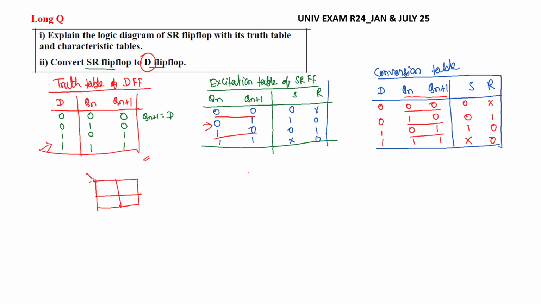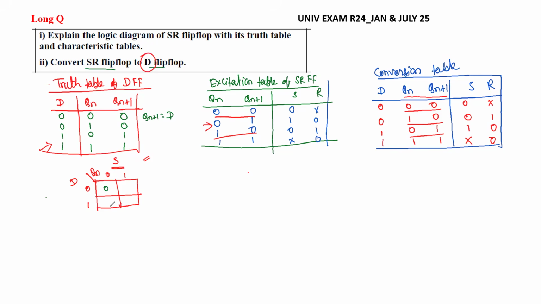So Qn plus 1 will not be taken as an input. So D, and this is Qn. So this is 0, 1, 0, 1. Suppose we are trying to draw the K-map for S. What will we get here? For 0, 0, the S value is 0. When it is 1, that is all you can concentrate on. When D is 1 and Qn is 0, yes.